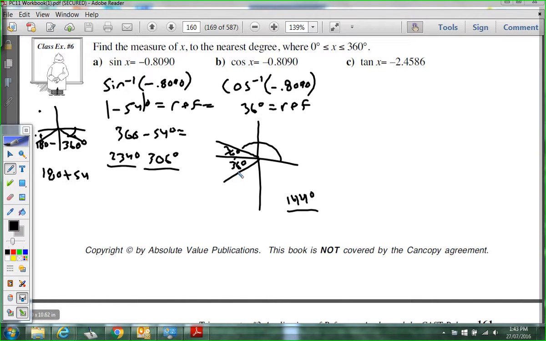So again, how am I getting that? This piece here is 180 minus 36 to give me that chunk. This piece here is 180 plus 36. So the other one's going to be 216.